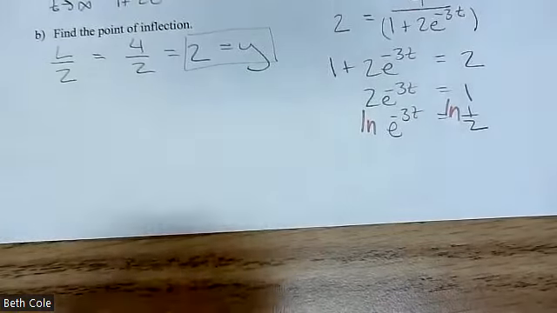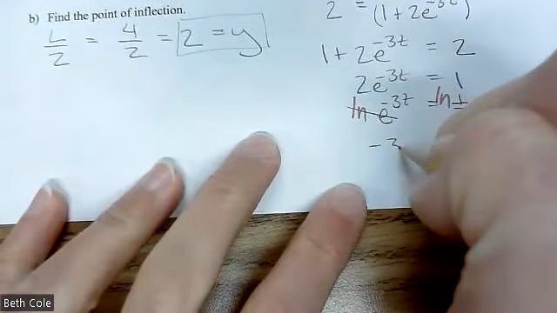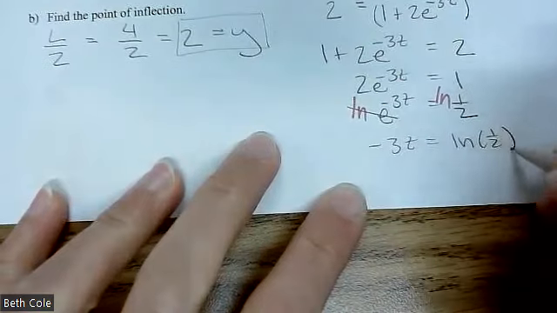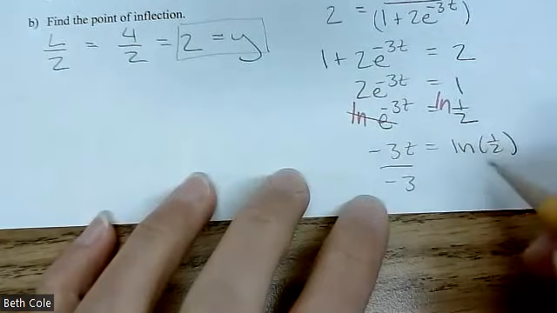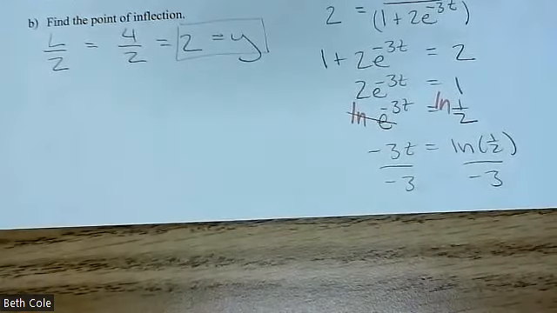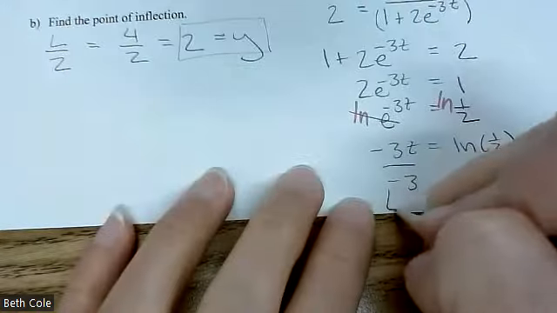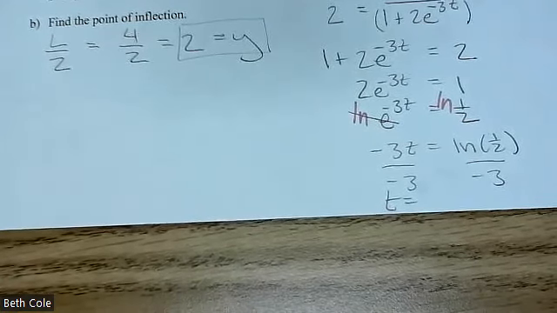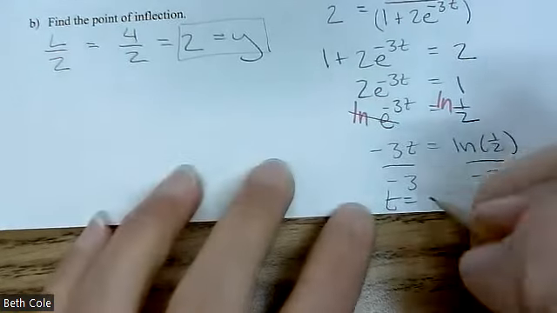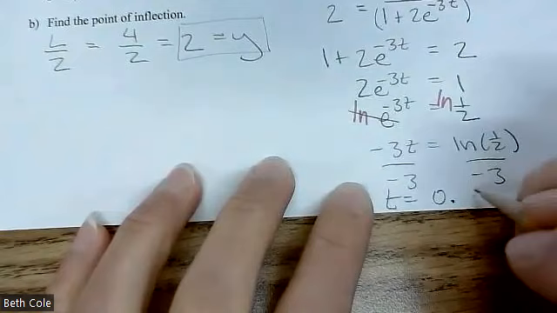Then take the ln, and then divide by negative 3. And that will give you what the time is. So type in your calculator ln of a half, divide by negative 3. And don't stop listening to me as soon as we finish, because I want to draw a picture of this so you actually understand what we did. It should be a decimal, 0.231.